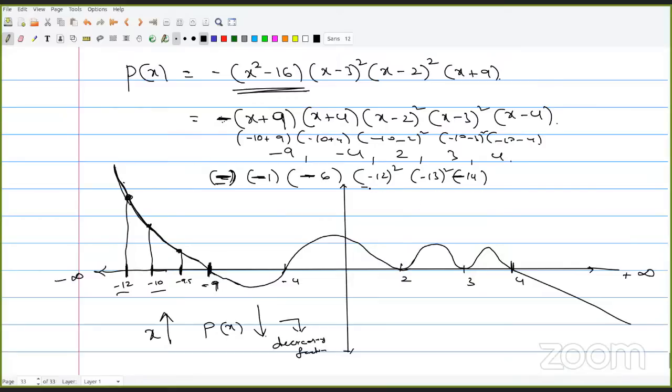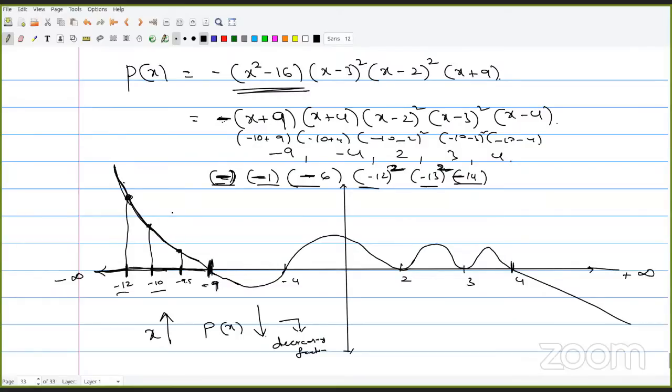And these two are just squares, so they will become positive anyway. We have four positive terms, and the product will become positive, not negative. If the product becomes positive, your p of x value is positive. So all the real numbers to the left of -9 will give positive values, which means the graph will be above the x-axis. Sir, y is positive, right? Yes, y is positive. That's why it is increasing on the positive y side.